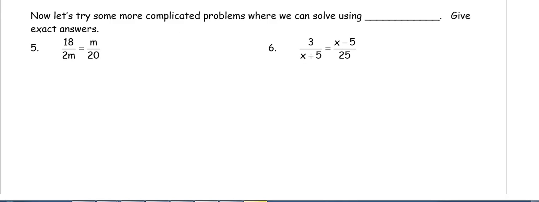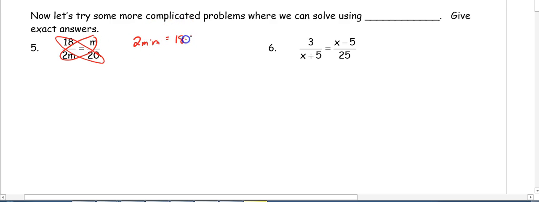Now let's try some more complicated ones. So when we multiply here, we have 2m times m equals 18 times 20. So 2m times m gets us 2m squared equals 360. So to solve this, we're going to need to use radicals.